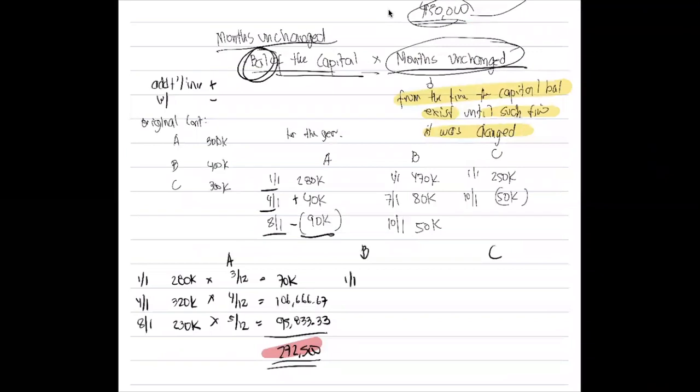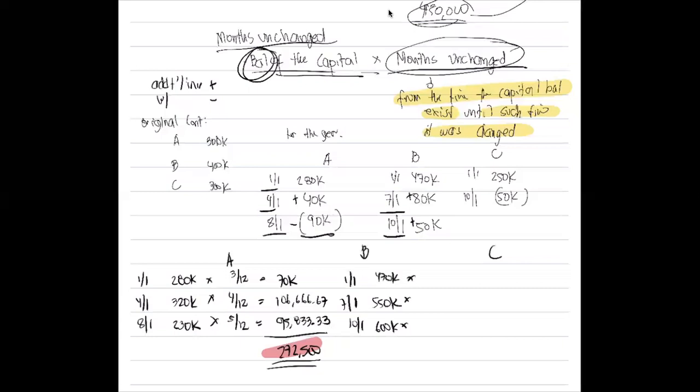So January 1 for B is 470,000. Tapos, nagbago siya nung July 1. Nagkaroon ng investment na 80. 470 plus 80, we have 550,000. And then, nagbago na naman nung October 1. Nag-invest ulit siya ng 50. 470 plus 80 plus 50, what is now the balance? 600,000. And then, we multiply it to the months unchanged.